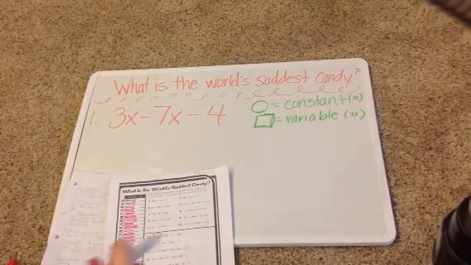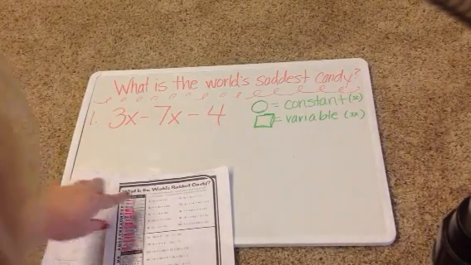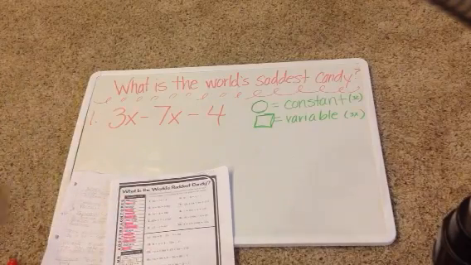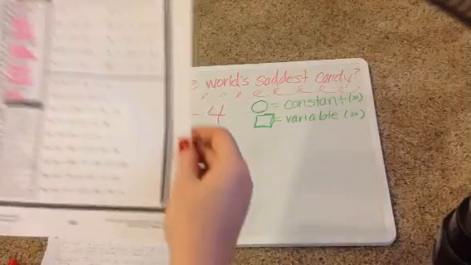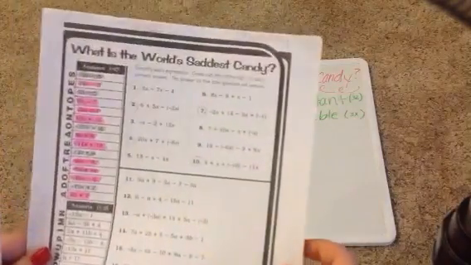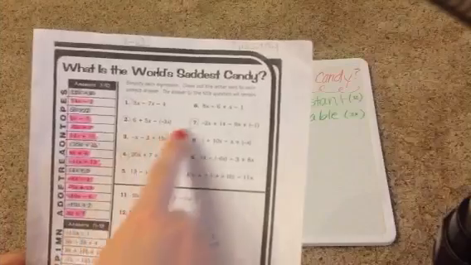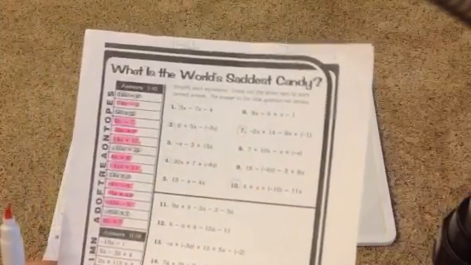Hi guys, this video is going to help you through the assignment, What is the World's Saddest Candy? It's going to be numbers 1 through 10. So notice that I'm going to go over about 5 examples. So I have 1, 2, 4, 7, and 10 that I'm going to go over with you.